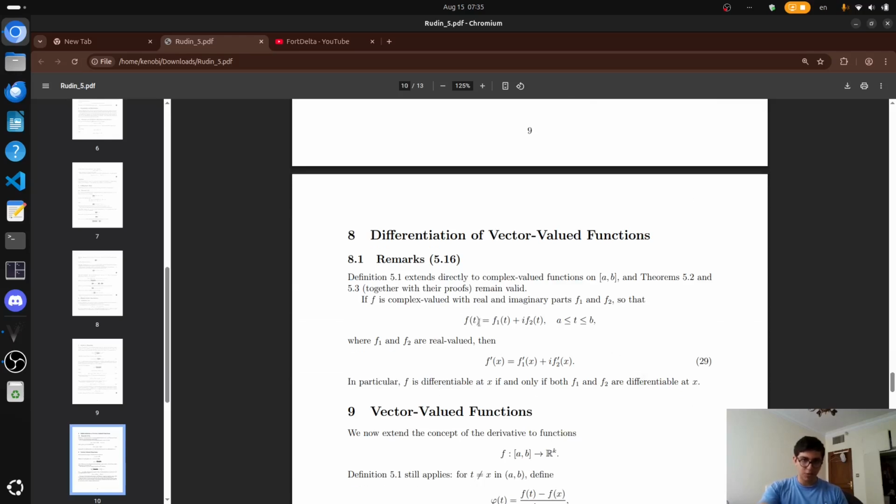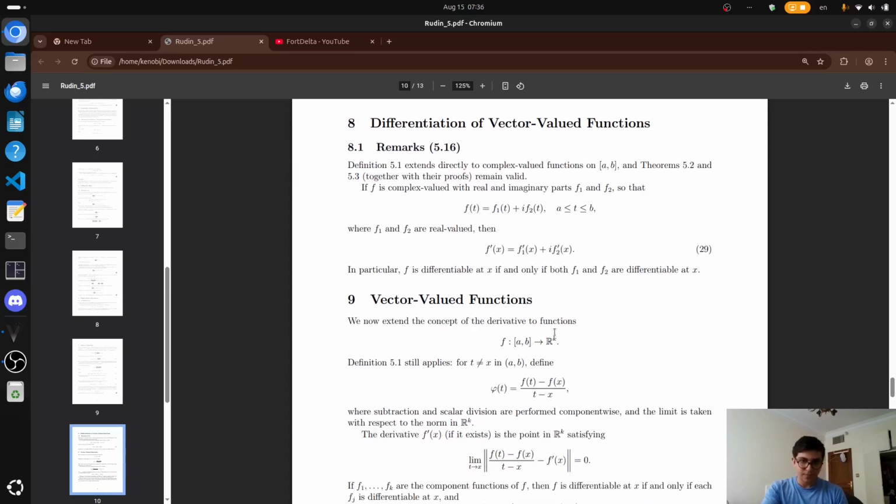Now we can also differentiate with complex functions and vector valued functions. For example, f(t) = f1(t) + i f2(t). The derivative is just going to be f'(x) = f1'(x) + i f2'(x), because the i is a constant.